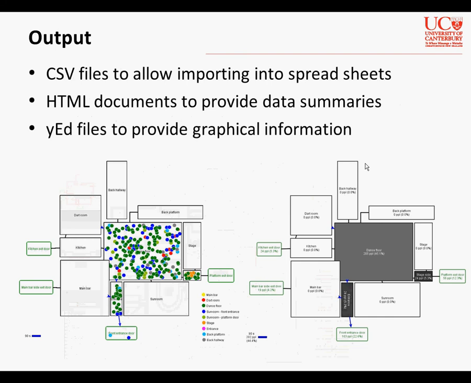In terms of output, the model produces CSV files that can be pulled into spreadsheets, HTML documents that can be imported into reports, and we can use the Wired software to provide graphical information. So here we've got an example again using the Station nightclub scenario. On the left hand side, after 90 seconds, we are representing where the various agents are at that time, where the colour of the dot indicates the room that the agent started in. And on the right hand side, we're using the grayscale fill of the boxes to represent occupant density, where the darker the grayscale, the higher the occupant density.